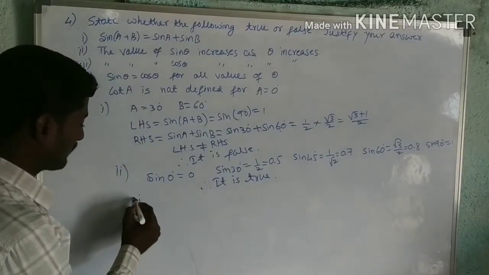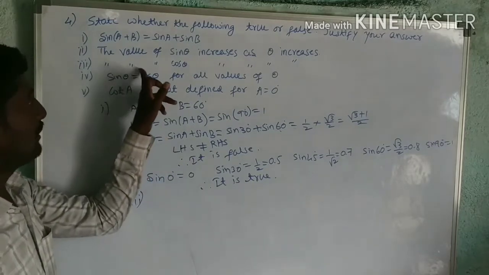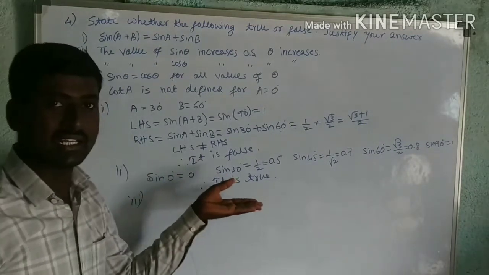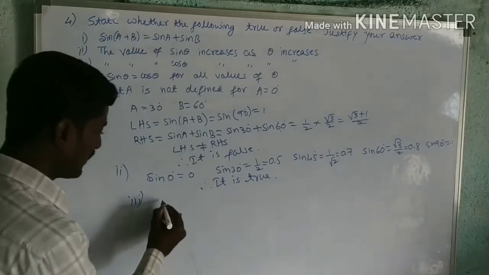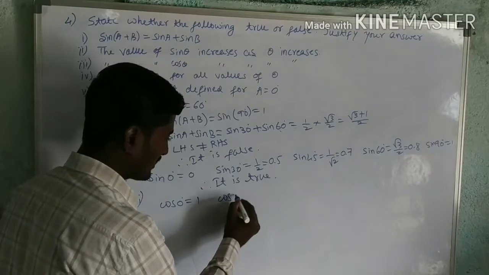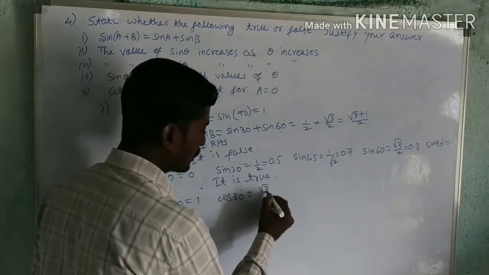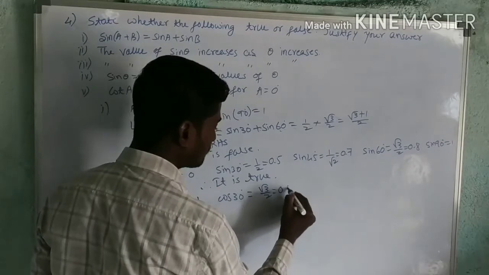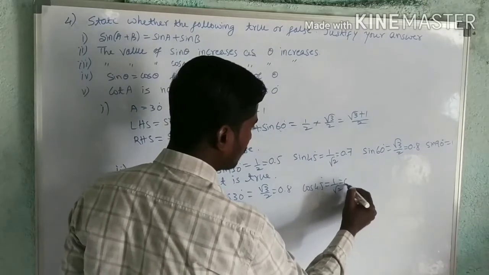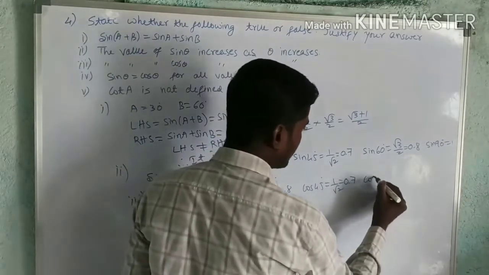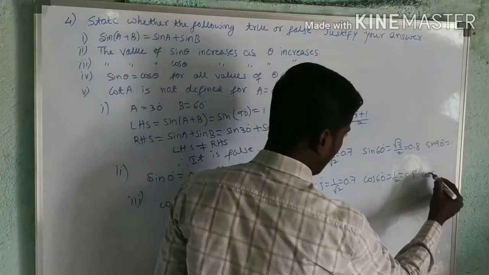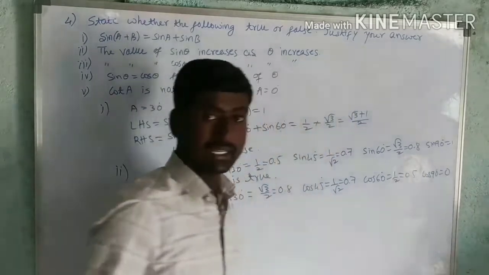Now I'll go for the third one. Similarly, the value of cos theta increases as theta increases. As we know sin theta, similarly you can go for cos theta. Now cos 0 degrees is equal to how much? 1. Then cos 30 degrees, that is root 3 by 2, which is nothing but 0.8. Then cos 45 degrees, that is 1 by root 2, 0.7. Then cos 60 degrees, that is 1 by 2, 0.5. Then cos 90 degrees, 0 you are getting.